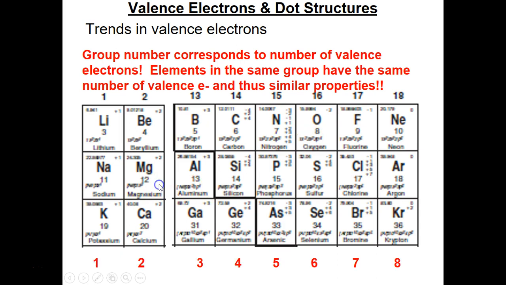So all the elements in period 1 have 1 valence electron. All the elements in period 2 have 2 valence electrons. Now for groups 13 through 18, just drop the 1, and that will tell you how many valence electrons. So 3 and 13, 4 and 14, 5 and 15, etc.